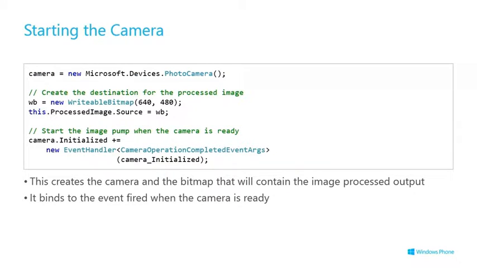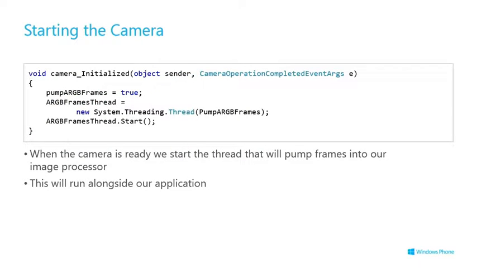Now what we do to start the camera, we new up the photo camera object. We create ourselves a writable bitmap, which is just the destination for the processed frames. And then we want to find out when the camera hardware has started, so we hook up the initialized event handler and then start the thing running. And then when the camera initialized method fires, we're going to start this new background thread, start it up. This is going to be doing our processing.